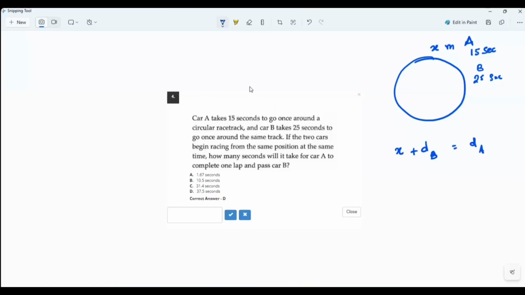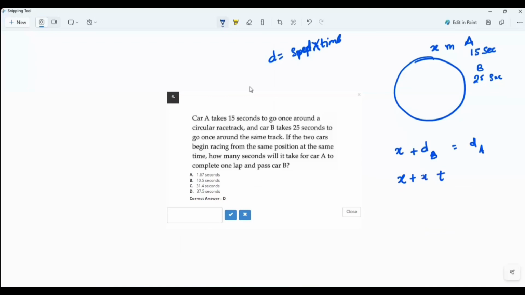Now let's see what the distance formula is. Speed times time, right? Distance is equal to speed times time. What was the speed? Let's say they have been racing for t seconds. Okay. What was the speed of the first car?